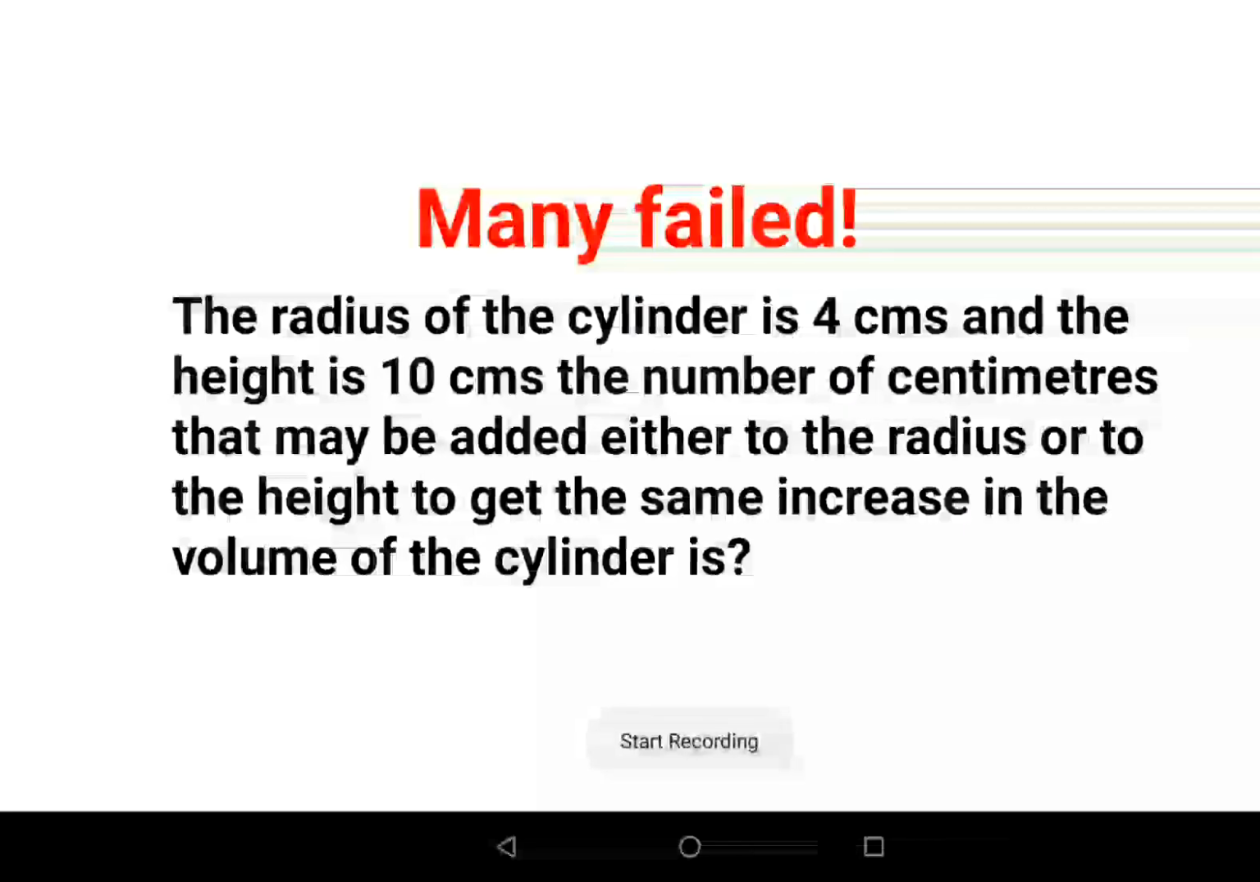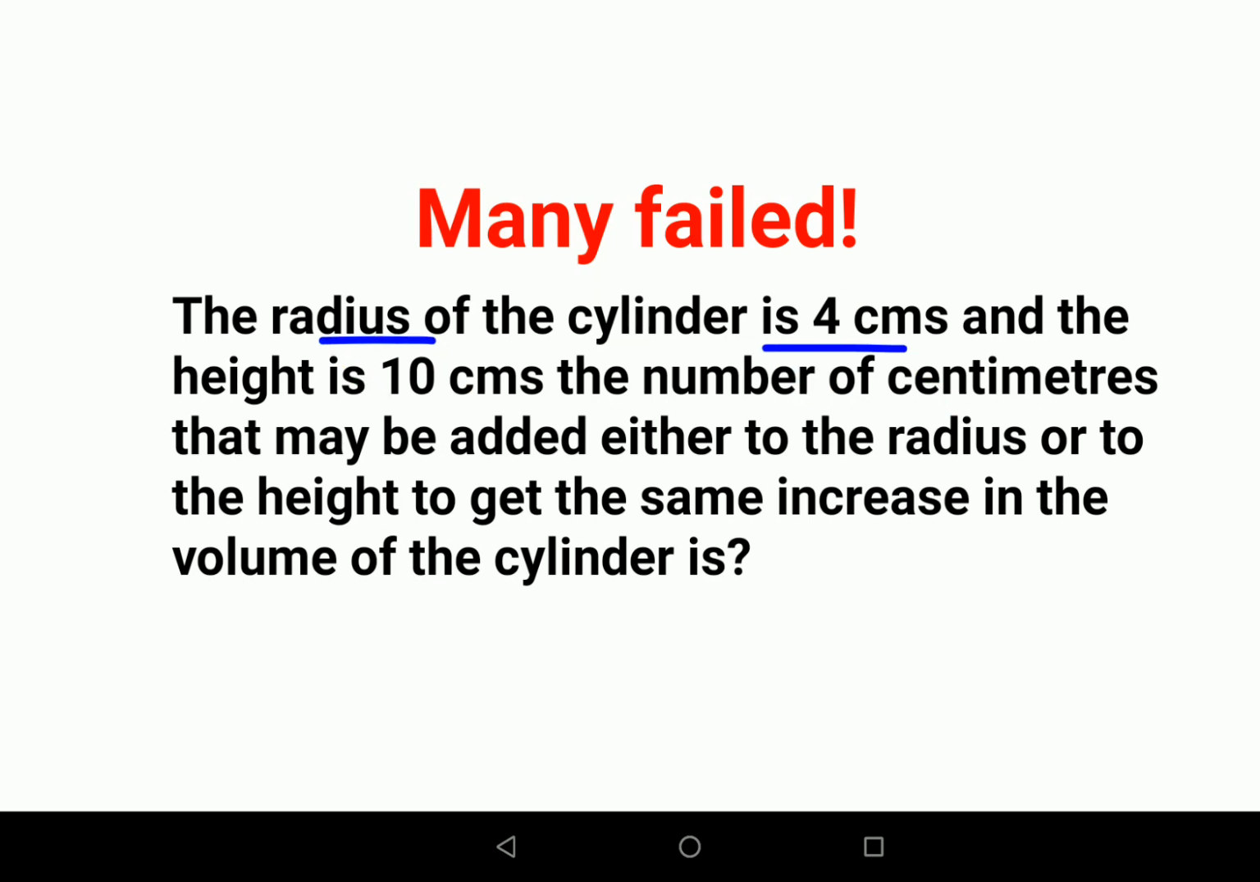Welcome everyone. So this kind of a question is quite tricky, okay? The thing was many people did not understand what they were trying to tell you. Okay. So the question is: the radius of the cylinder is 4 centimeters and the height of the cylinder is 10 centimeters. Now the number of centimeters that may be added to either the radius or to the height to get the same increase in the volume is.